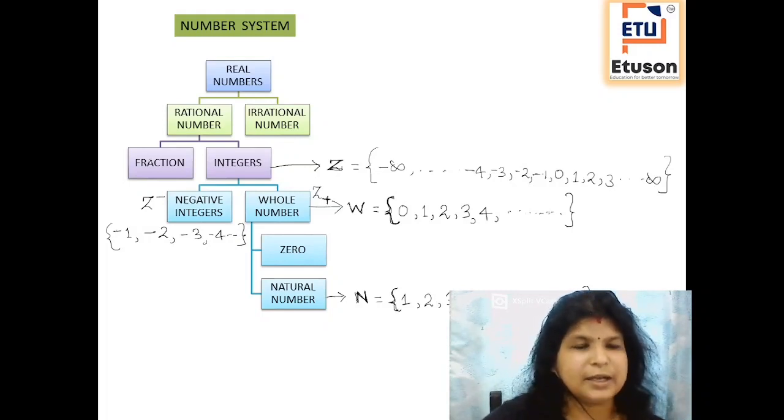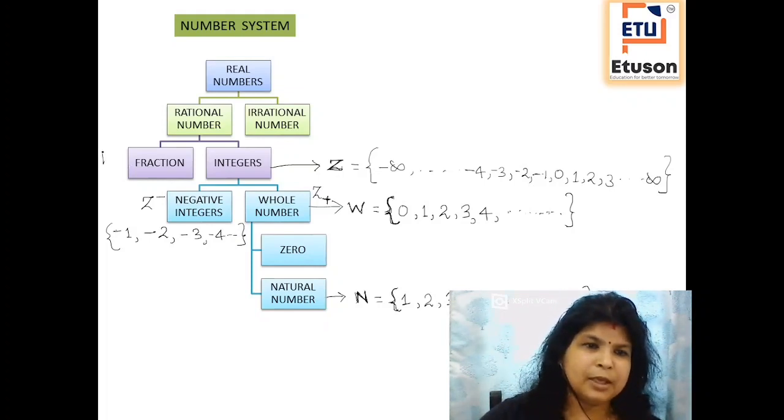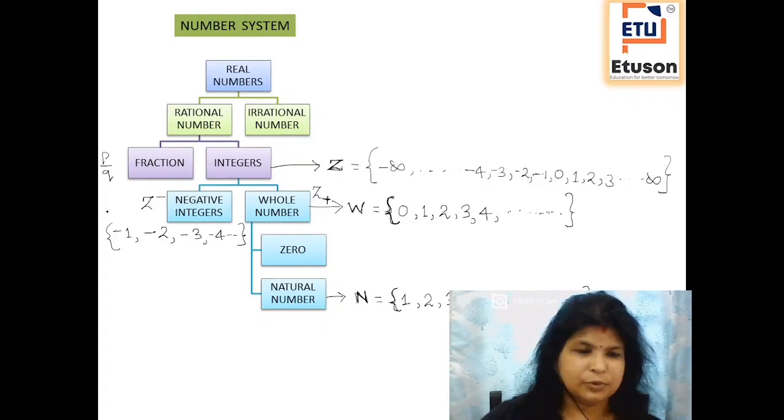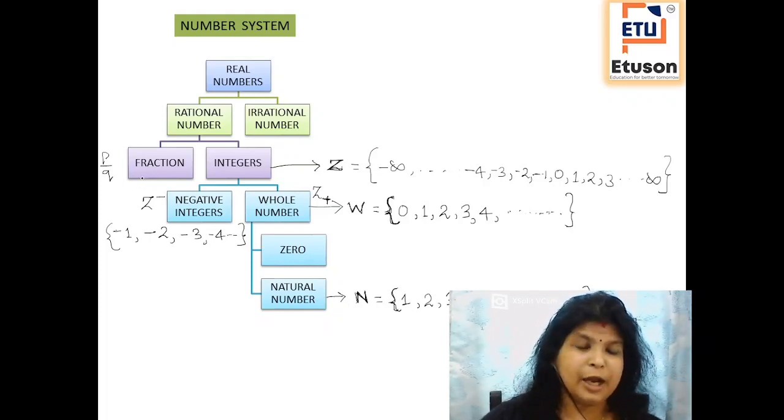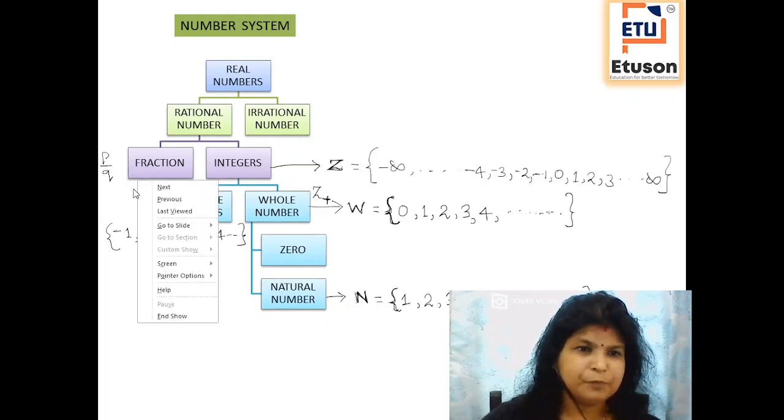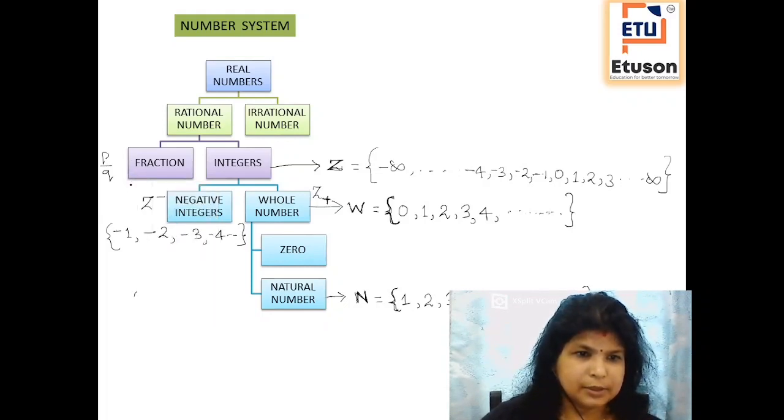Now something called fraction. Fractions are nothing but numbers which can be represented in the form of p by q. When you express the result of p by q in the form of decimal, you may have two types. Suppose I will write it here, as there is very little space.